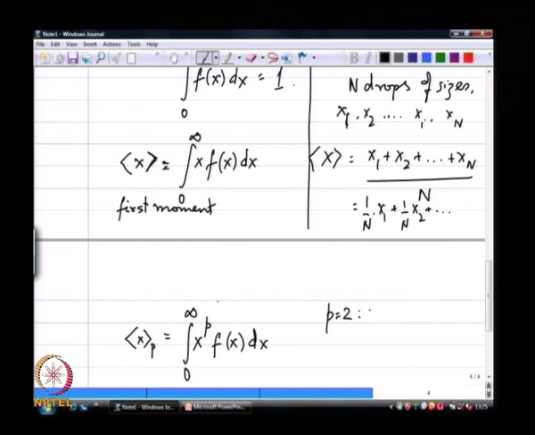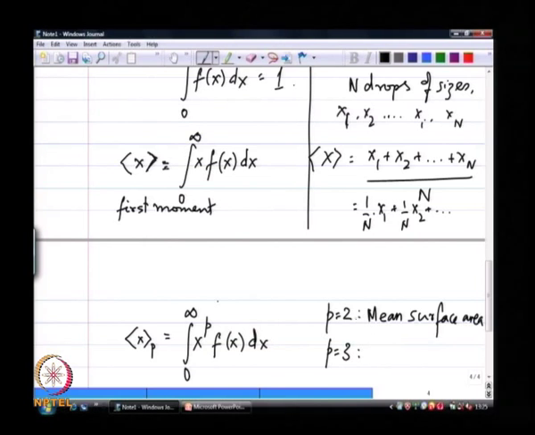that gives me the mean surface area, barring some factors like pi or pi by 4, etcetera. You know, we are not really worried at that level of detail, and we are not concerned about that usually. If I choose p equal to 3, what do I get? I get the mean droplet volume.